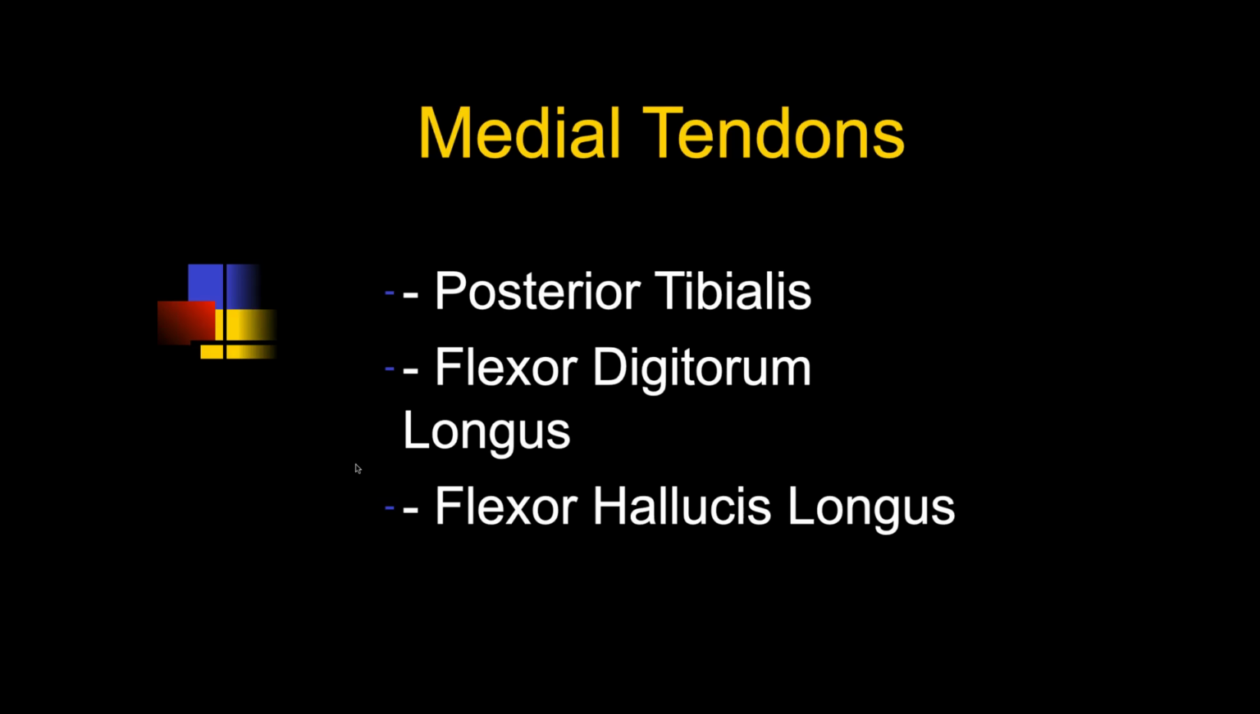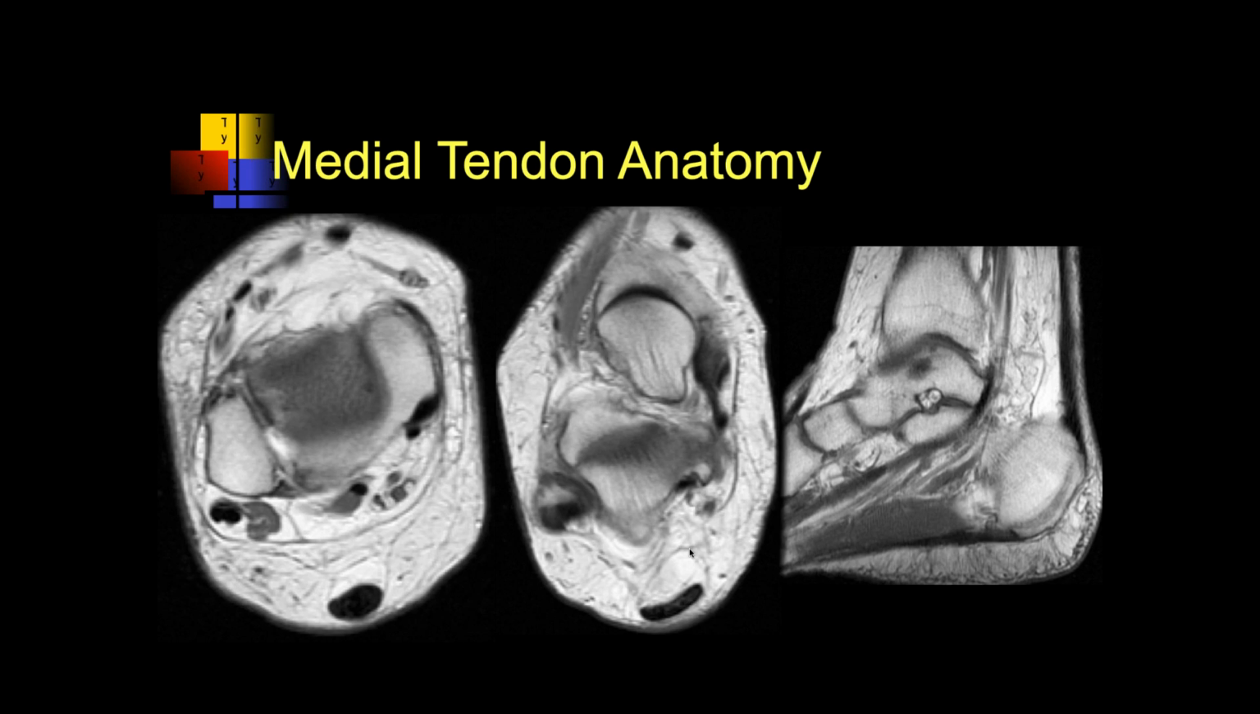Then we can go to the medial tendons. It's the posterior tibialis, flexor digitorum longus, and flexor hallucis longus tendons. Again, you're familiar with the anatomy here, but just going over it. As a rule of thumb, the posterior tibialis tendon cross-sectional area should be about the sum of the hallucis longus and the flexor digitorum.